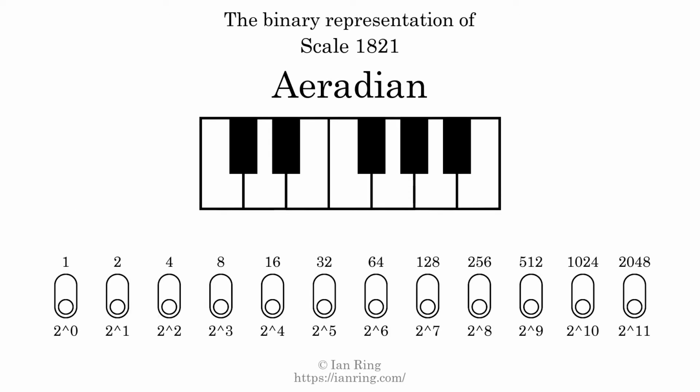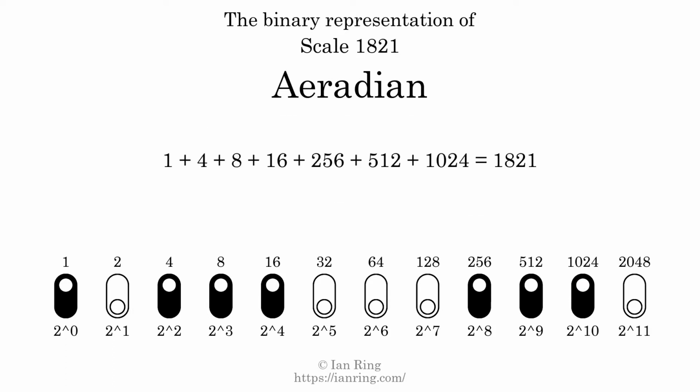The binary representation of this scale is determined by mapping tones of the scale to binary digits. Each binary digit represents a power of 2. To get the scale number, we add the powers of 2 together. The powers of 2 that are present in the scale, all added together, equals 1821.